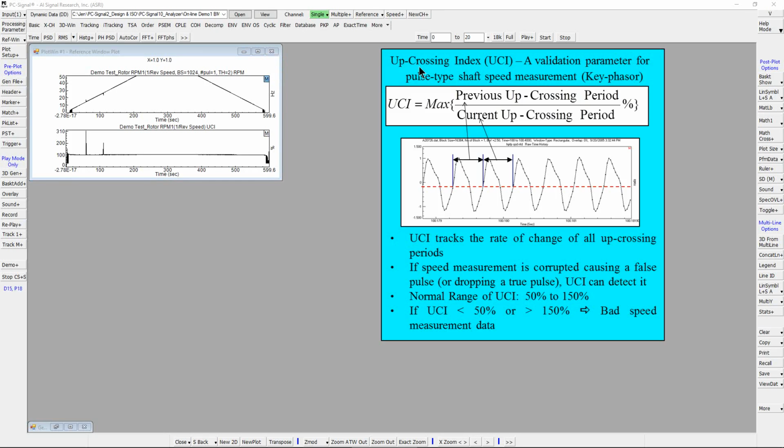Upcrossing index is a tracking parameter for validating a pulse-type shaft speed measurement. It is defined by this equation as the maximum value of the ratio between previous upcrossing period and current upcrossing period within a processing data block. Upcrossing index tracks the rate of change of all upcrossing periods from shaft revolution to revolution.